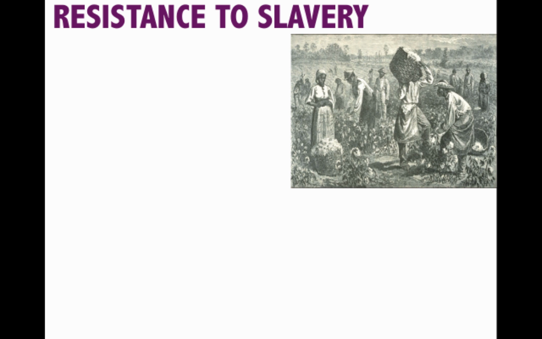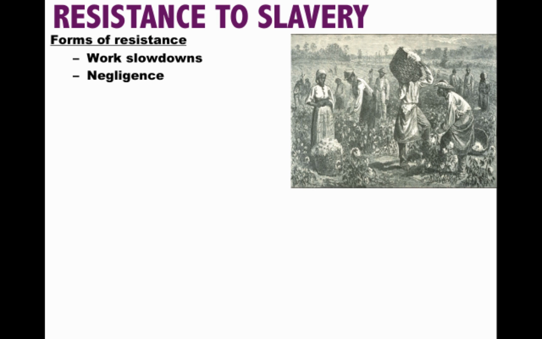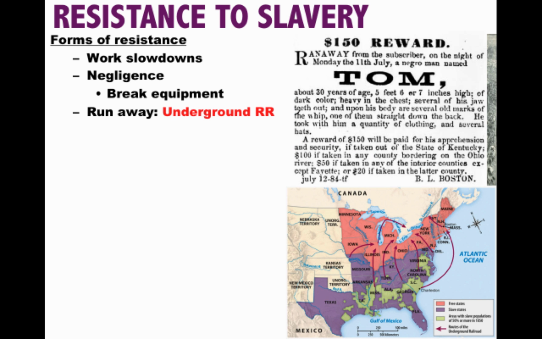There was enormous resistance to slavery, and forms of resistance took different types. For instance, work slowdowns, negligence, and breaking equipment were a way to rebel in a covert way. There were more overt ways of resistance, such as running away. Harriet Tubman and her role with the Underground Railroad. Very difficult, though, to get away because of the large distances. And slave revolts, actually rebelling.